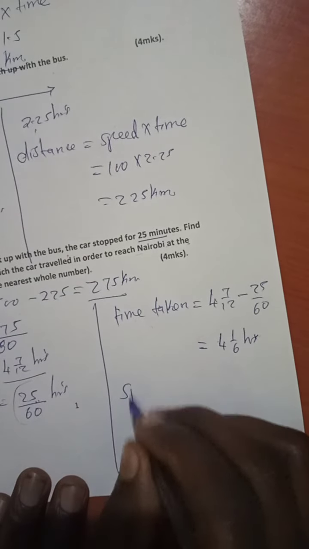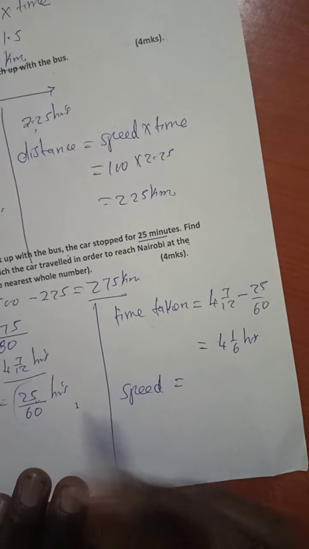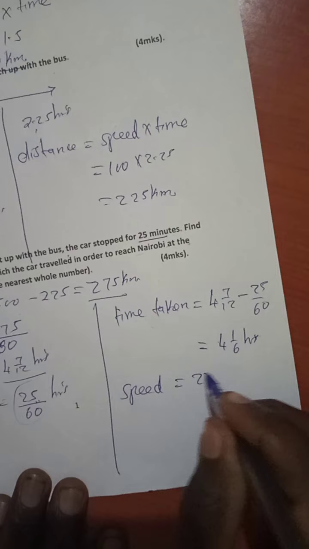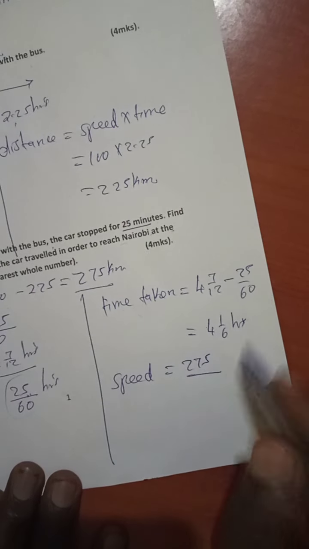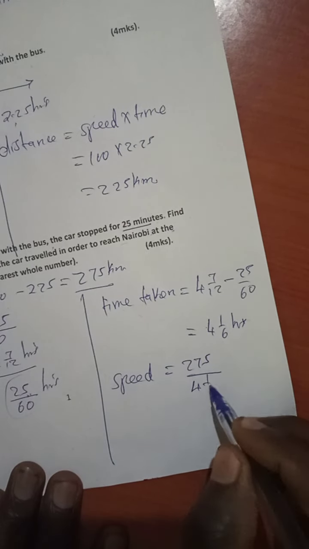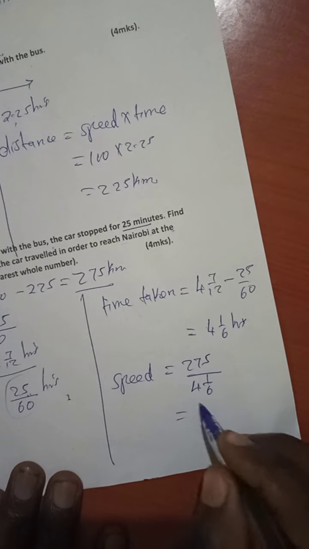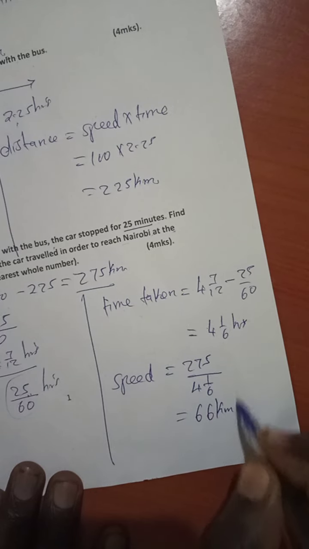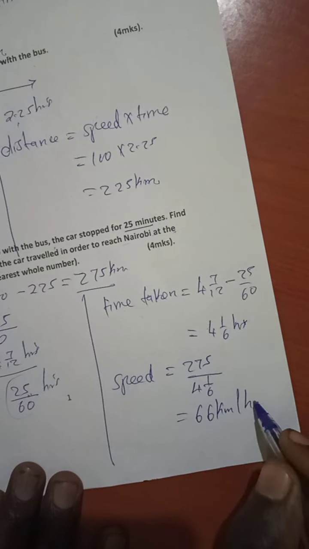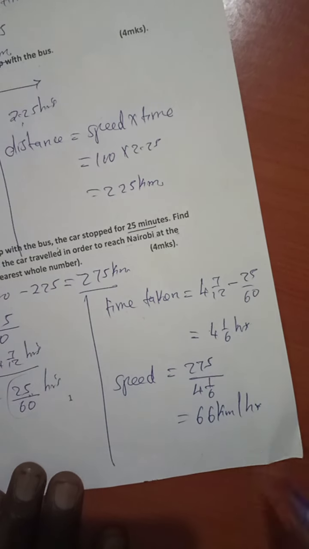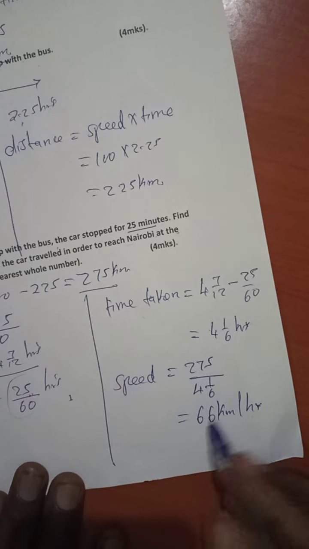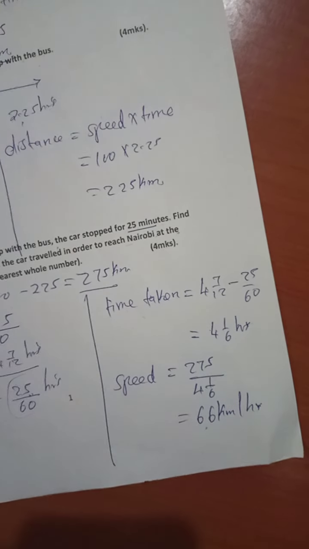Therefore the speed of the car is equal to the distance covered, that is 275, divided by the total time taken, that is 4 1/6 hours. That gives us 66 kilometers per hour. Therefore the car must cover 66 kilometers per hour to reach the same destination as the bus, to the nearest whole number.